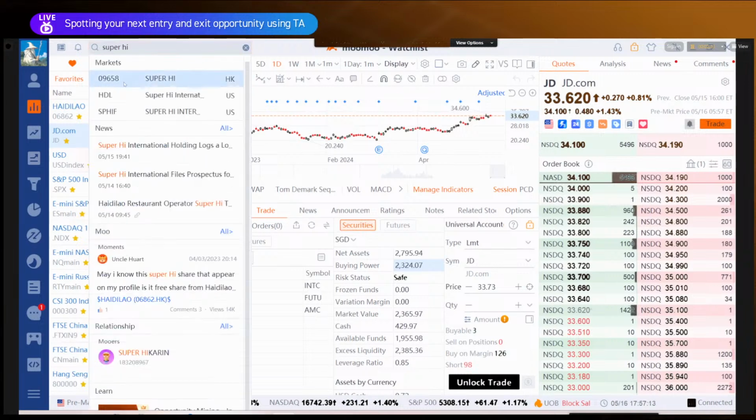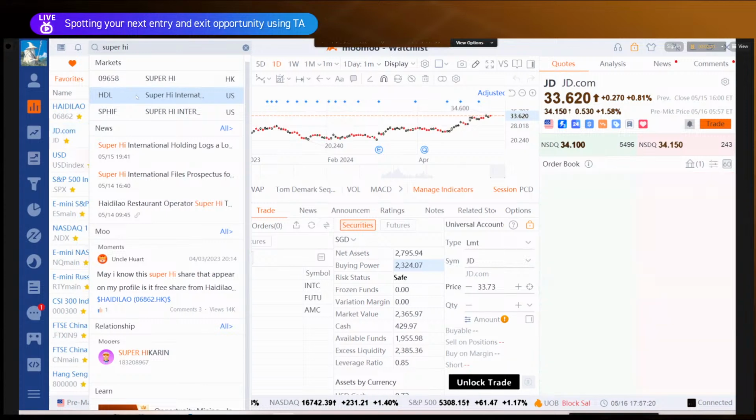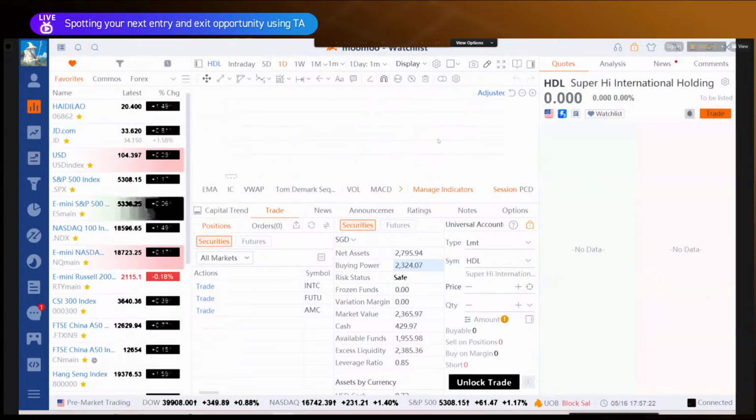You should be able to see Super High here, Hong Kong, but you want to look at Super High International US. HDL is the ticker. Click on it, right? Now, you're not going to get anything yet because the IPO hasn't started.